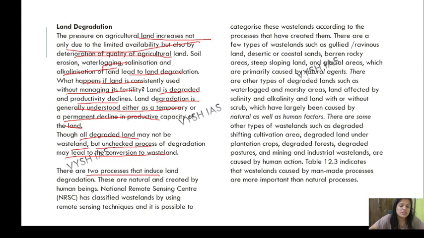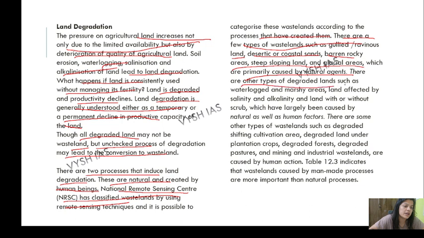There are two processes that induce land degradation. These are natural and those created by human beings. The National Remote Sensing Centre has classified wasteland using remote sensing techniques, and it is possible to categorize these wastelands according to the process that has created them. There are a few types of wasteland such as gullied and ravinous land, desertic and coastal land, barren rocky areas, steep slopelands and glacial areas, which are primarily caused by natural agents.